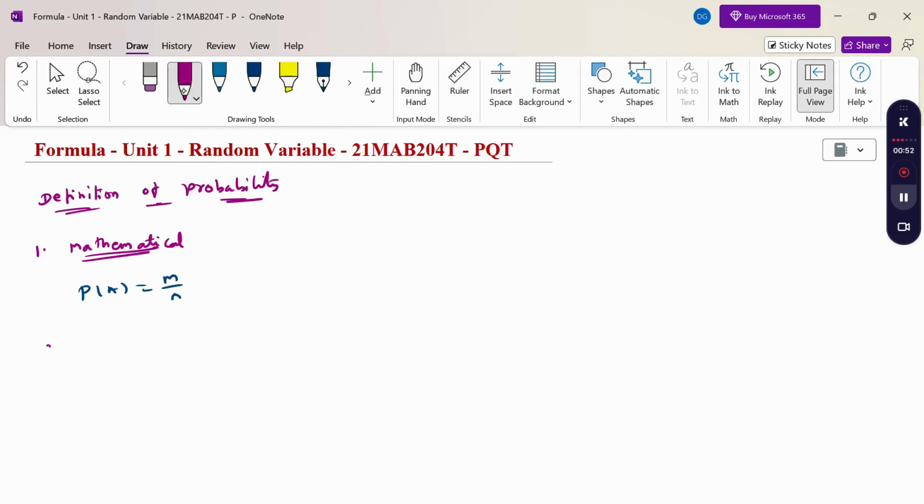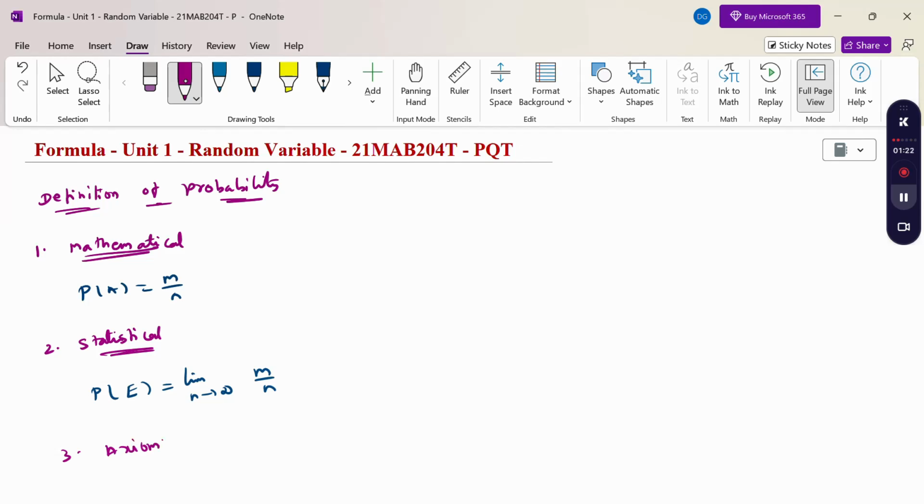And then the statistical definition of probability: the probability of event E is the limit as n tends to infinity of m by n. Here n is the number of trials, E is the event, and m is the number of times the event occurs. This is the statistical definition.